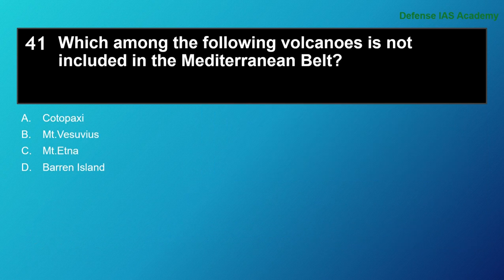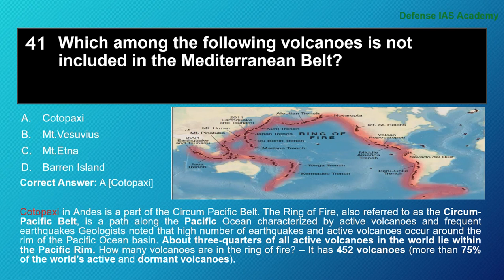So, next question. Which among the following volcanoes is not included in the Mediterranean belt? The answer to the question is option A, Cotopaxi. Cotopaxi, which is in the Andes, is actually a part of the Circum-Pacific belt. Now, what is the Circum-Pacific belt? This belt is also called the Ring of Fire.